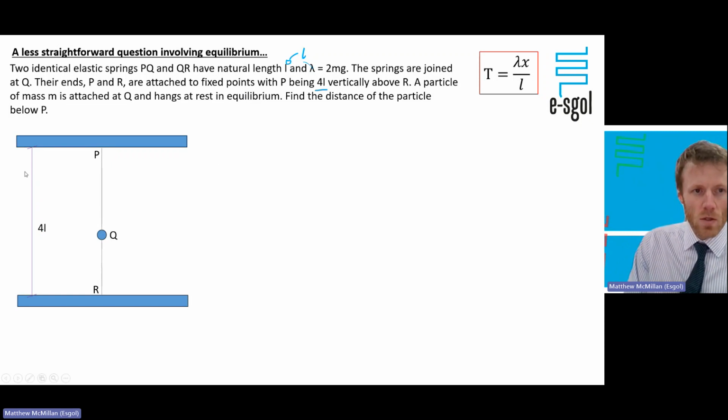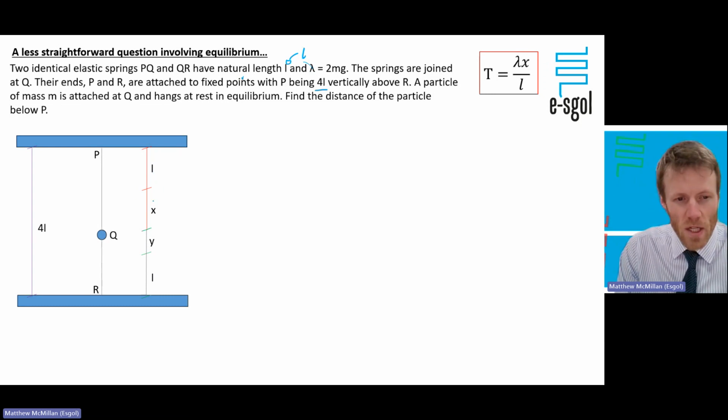And maybe I need to show that on this diagram as well. So the other thing that I'm going to put on the diagram is splitting up the different lengths that I've got. Now, in red here, you can see I've got the length of P to Q, and then in green, I've got the length of Q to R. And L is the natural length, so the natural length for both of them is the same.